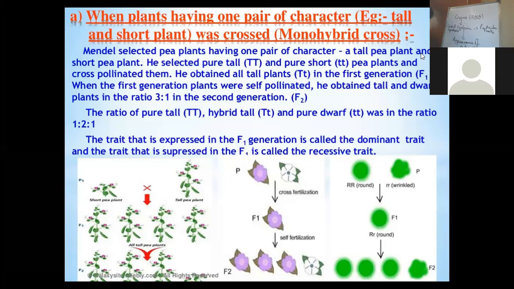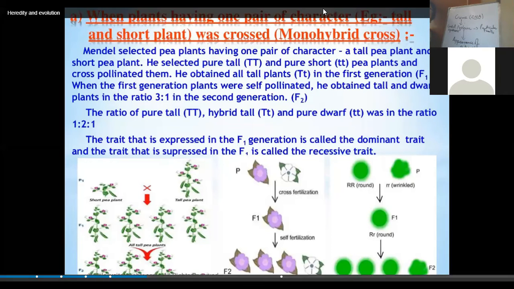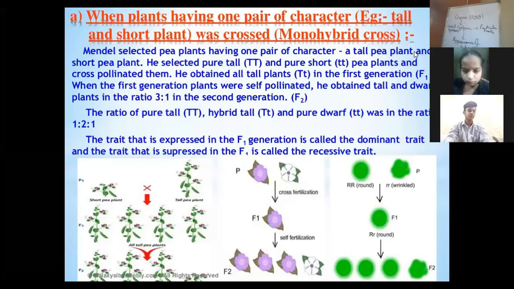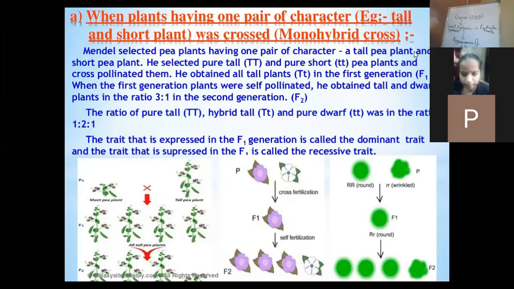And yesterday we discussed why he selected the pea plant. Let me tell you, for studying the hybridization technique, Mendel used the pea plant, and to study how the factors control the traits, he first of all cross-pollinated the plants, and then in the second step, he allowed them to self-pollinate.